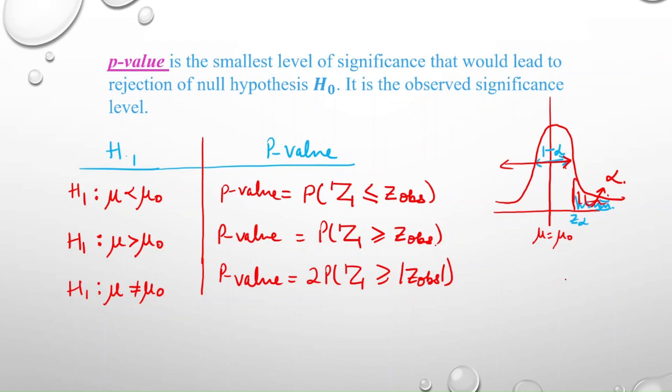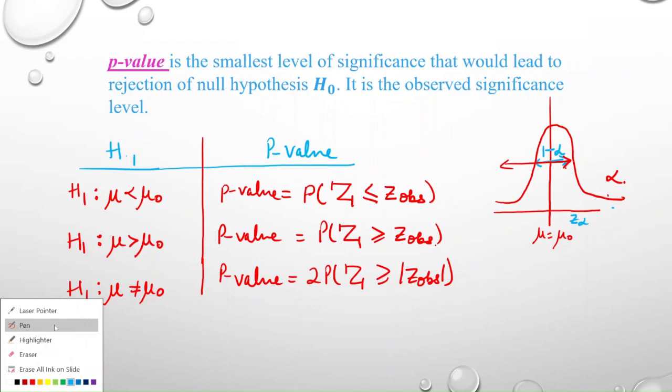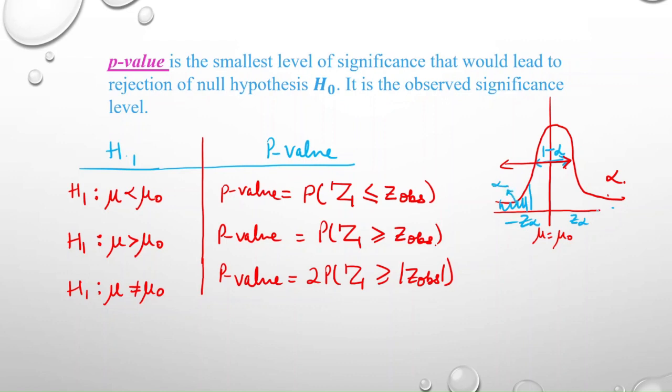On the contrary, when we take the left tail test, this would be our minus z alpha, and this is our rejection region now, and everything else would be the same.